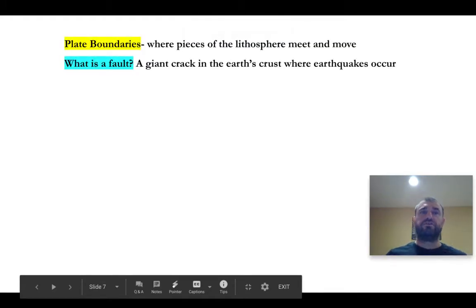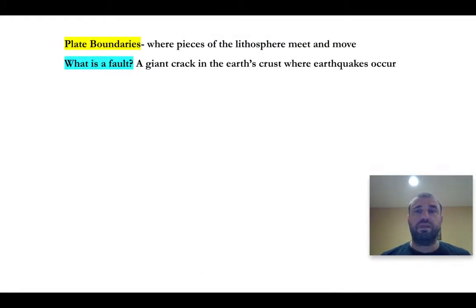So plate boundaries are where pieces of the lithosphere meet and move. And since they can meet there and move along those boundaries, they can create cracks in the crust. And this is what we call a fault. So what is a fault? It's a giant crack in the Earth's crust where earthquakes occur. So where you can have movement, where two giant slabs of rock are meeting, that's what we call a fault. And since you can have movement, that's where earthquakes get generated.